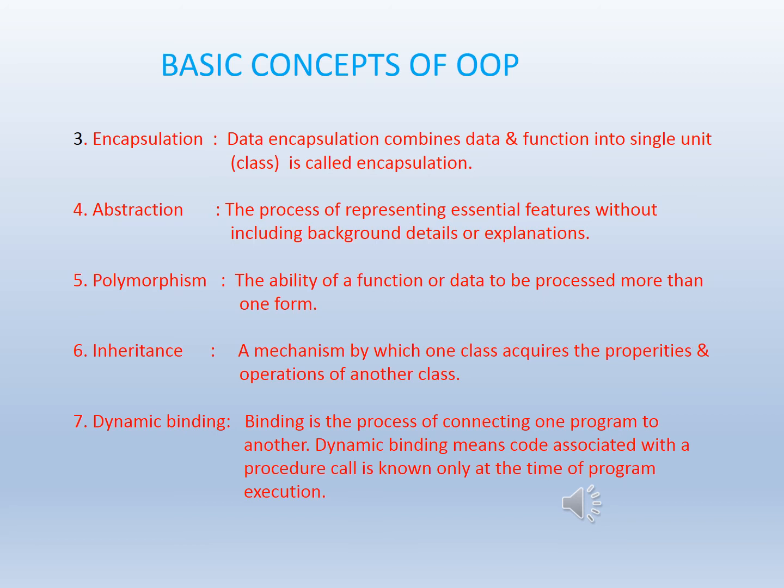Now we will see inheritance, a mechanism by which one class acquires the properties, that is data and operations, of another class. In simple words, creating a new class from an existing class. The new class is called the derived class and the existing class is called the base class. In the next chapter we will discuss it in detail. Next is dynamic binding. Dynamic binding means binding that happens during runtime, that is, during the execution of a program.